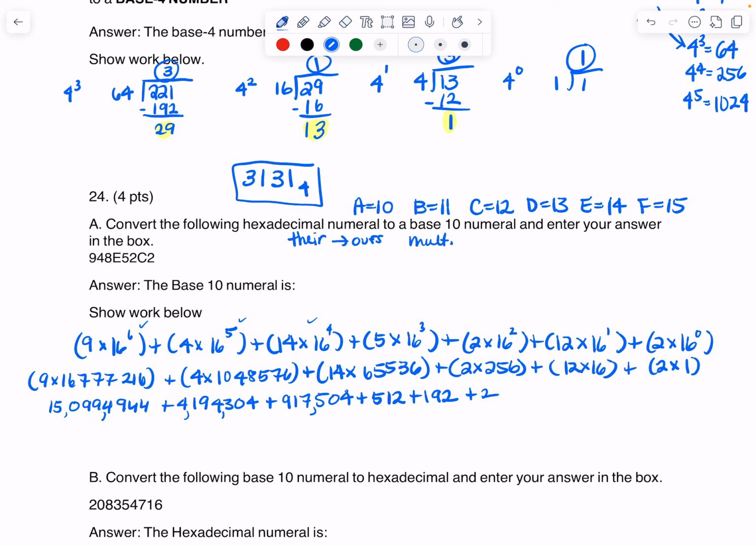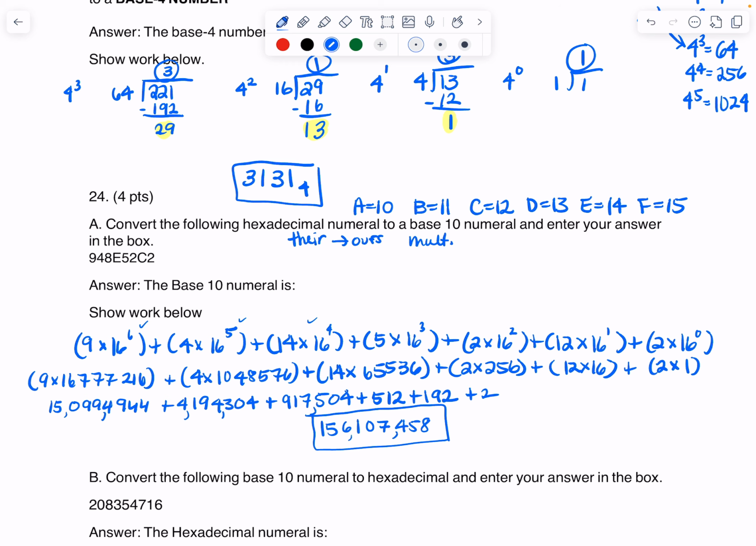Okay, looks good. So I'm going to hit enter, and the answer is going to be 156,107,458. So that is the answer to this one.